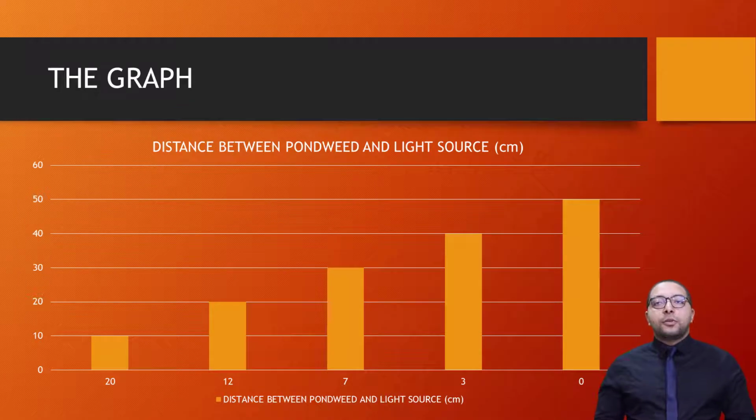First of all, we can represent the table within this graph. As you can see displayed on the video, the graph was drawn between the distance and the number of bubbles. You can create your own graph, but make sure you label the axes and you place the unit next to each axis.